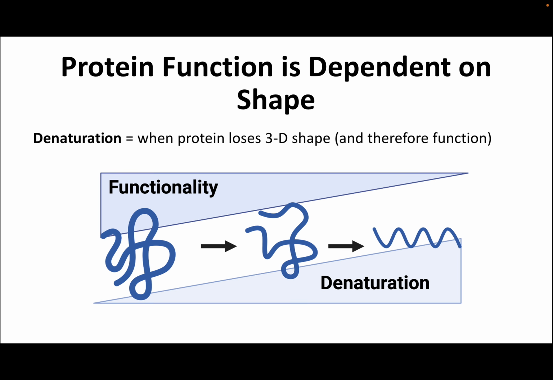And actually, it's so critical that we have a word that refers to the loss of that shape, and it is denaturation. So the more denatured a protein becomes, the more its shape has been malformed and the less function it's able to complete. And if it gets to a certain degree, then it's denatured beyond the point of having any functionality at all. So shape is really critical to protein function.